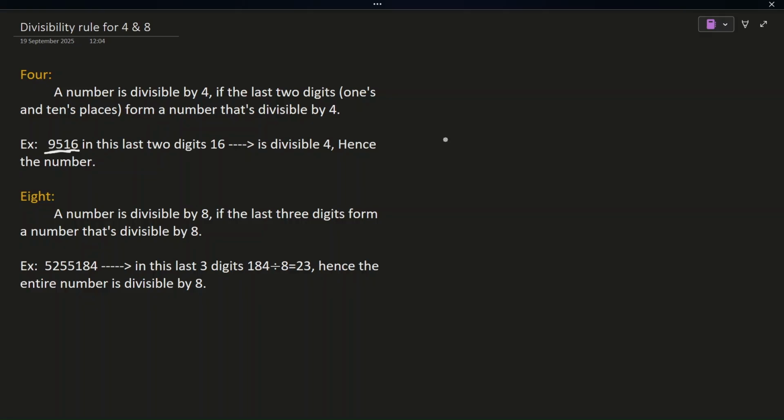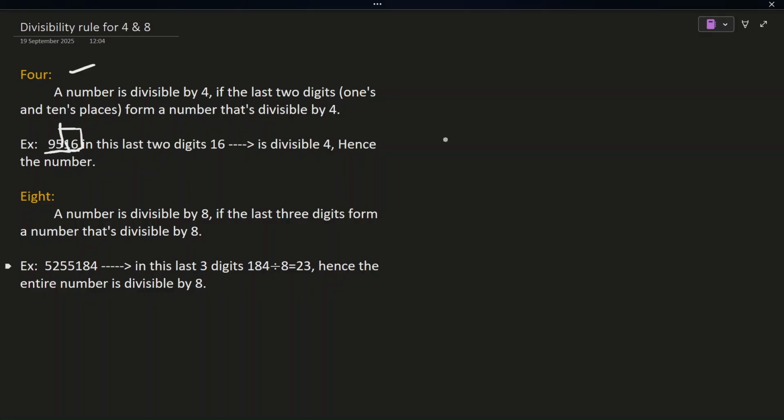You have to check these last two digits only. Then it is divisible by 4. Like this, the simple rules are there to remember. And 8 also works in the same way. Why I connected 4 and 8, 6 and 2 and 3, like this, is because they are a little similar rules, so I am teaching them together. A number is divisible by 8 if the last three digits form a number that is divisible by 8.